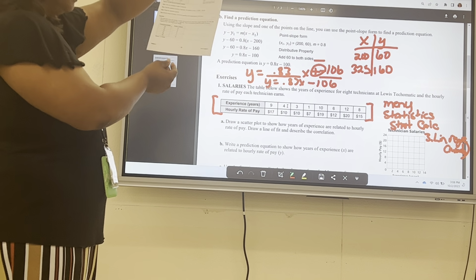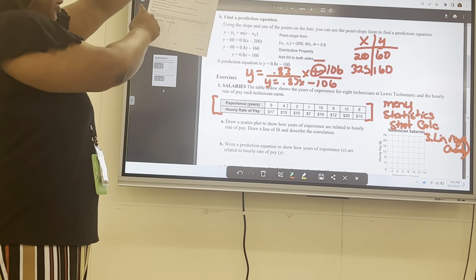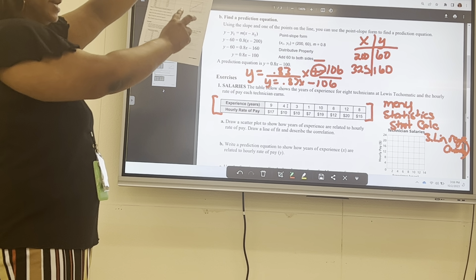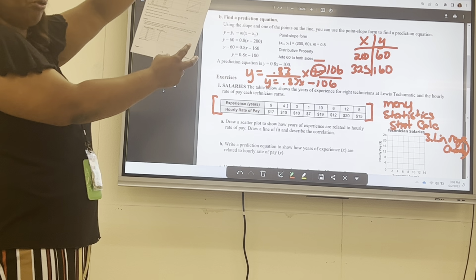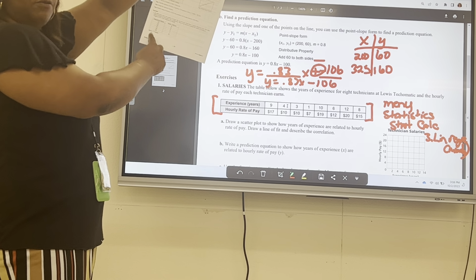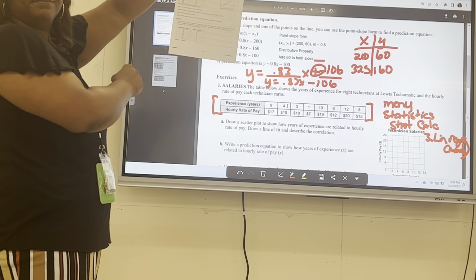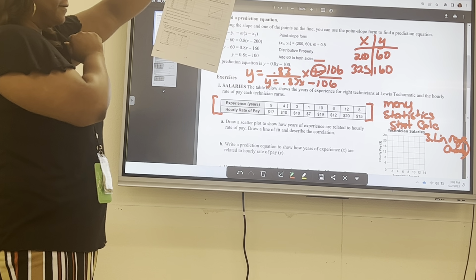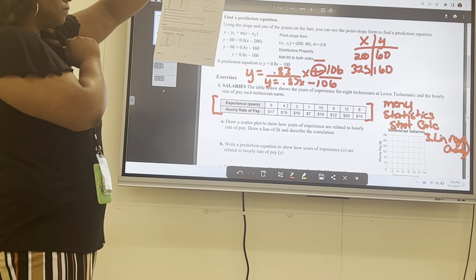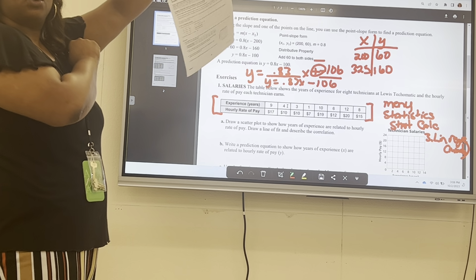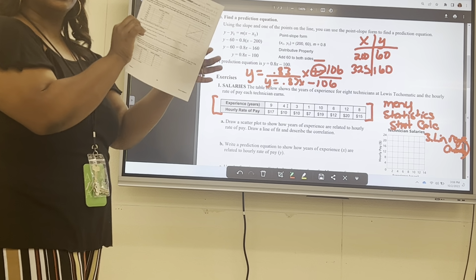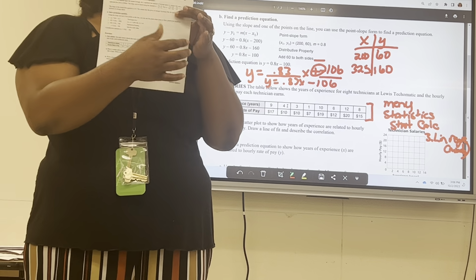On the back, they give you another table. Based on this table, I want you to create a general line of regression that would be the best fit for this list of data. That's all you have to do on the back. Any questions on front or back? Very quick, easy assignment. Make sure you also get the exit ticket for 2-5 completed.